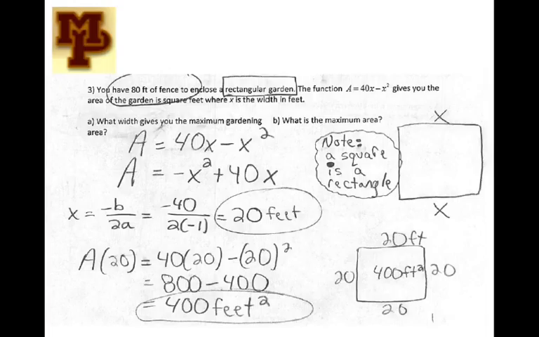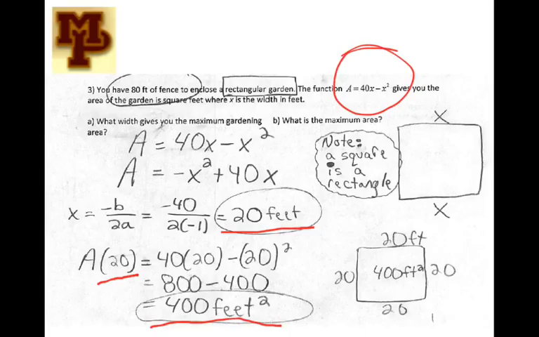The area one, they go ahead and give us the area function, and so we just need to find the vertex of that, because that's the max, that will give us the maximum dimensions, or the max area. So we do the negative b over 2a and we get 20, and then you can, if you want, this time I put the 20 into the function to get the maximum area.